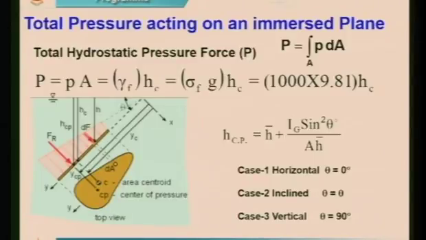A is the area of that particular shape, maybe rectangle, triangle, whichever I am telling. h bar is the same, the depth of the centroid from the free surface. So these are all the three important concepts we need to learn as far as the total pressure acting on an immersed plane is concerned, right? Is it okay? Hopefully I have told you.